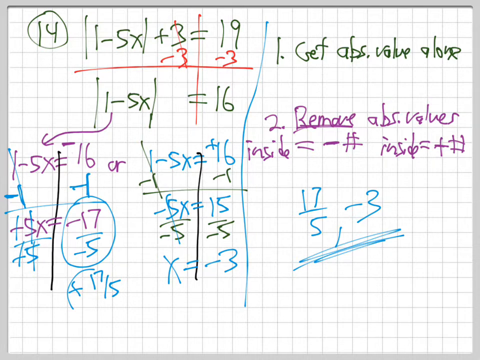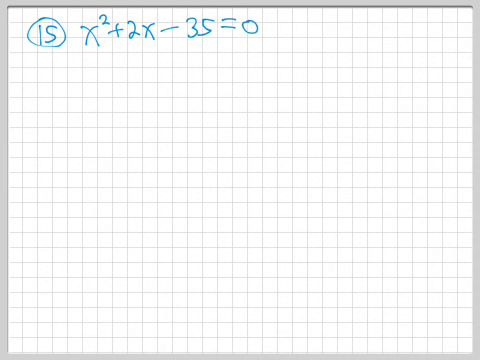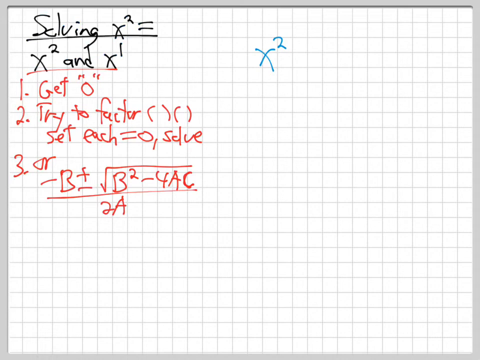All right. So let's move on then to number 15. And I'm going to make it x squared plus 2x minus 35 equals 0. So I'm writing out the x squared strategy. I have it on the board there for you. How do you solve things that have x squared? So that's a lot of what we're going to do today. We're going to crank out a lot of these. So first off, I wrote the instructions there.